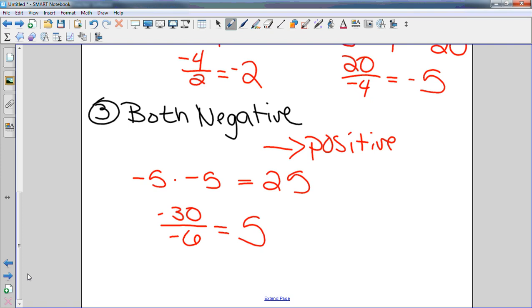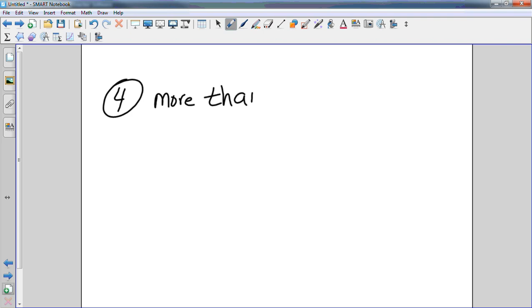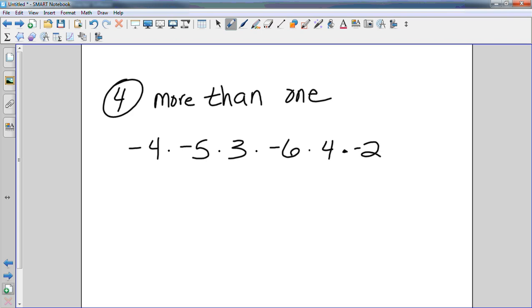Now, suppose I'm doing a multiplication problem and I have more than 2 numbers, all mixed up. I'll call this rule number 4. Suppose I have negative 4 times negative 5 times 3 times negative 6 times 4 times negative 2. What if that is my problem? How do I know if it's going to be positive or negative?